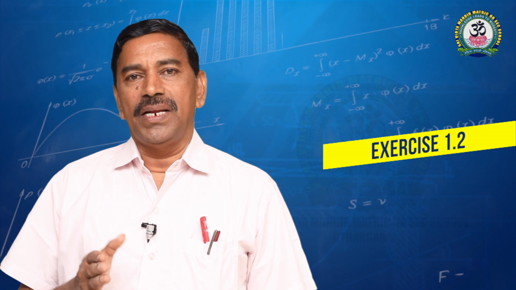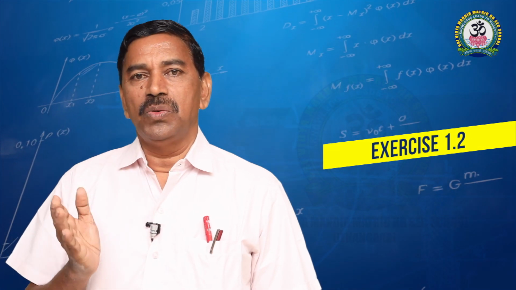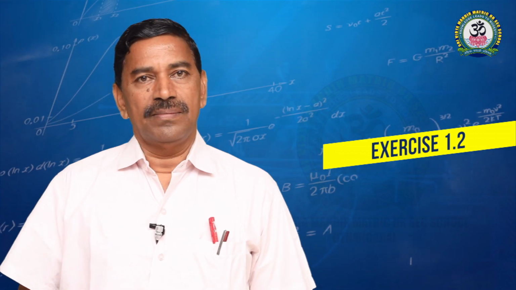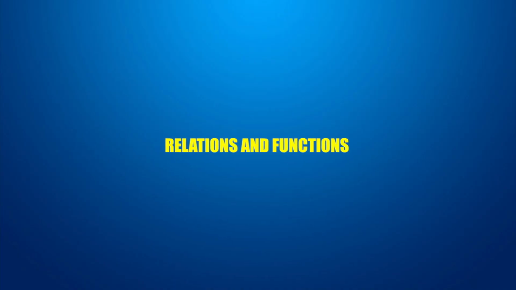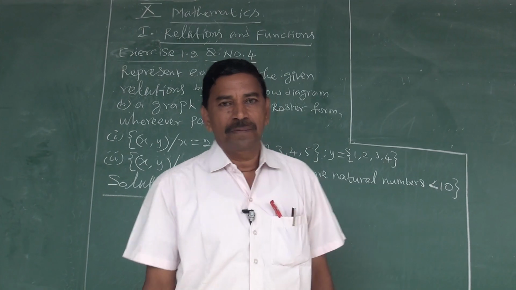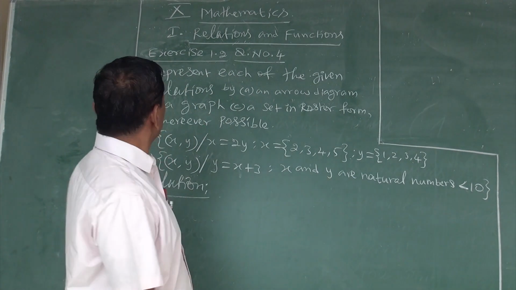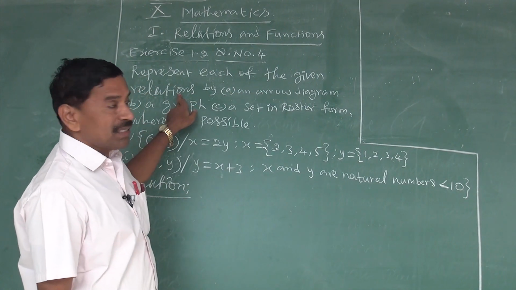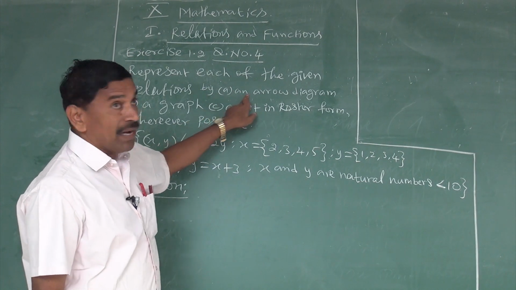Yesterday we completed exercise 1.2, the first 3 sums. Today we are going to see its continuation. Children, listen, exercise 1.2, fourth question. Represent each of the given relations by an arrow diagram.